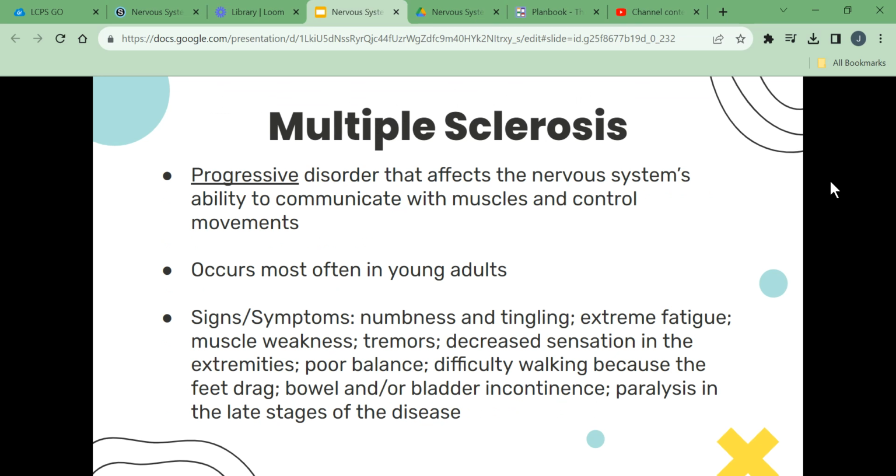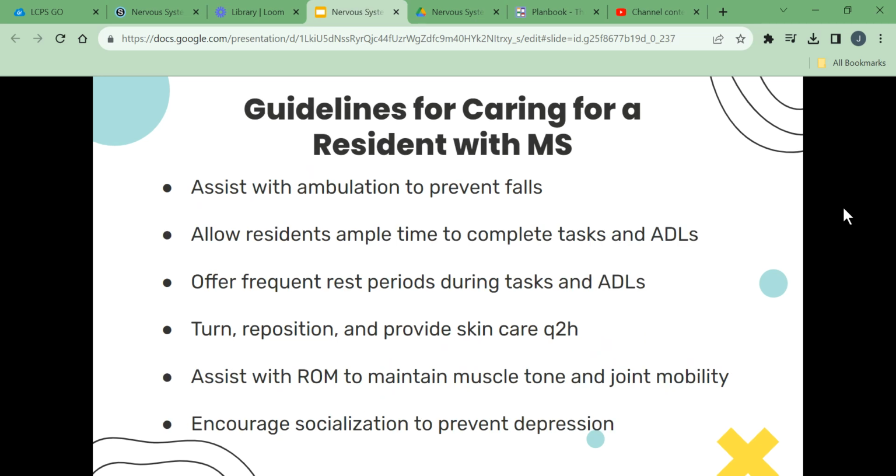Multiple sclerosis is a progressive disorder that affects the nervous system's ability to communicate with muscles and control movements. It occurs most often in young adults. Some signs and symptoms include numbness and tingling, extreme fatigue, muscle weakness, tremors, decreased sensation in the extremities, poor balance, difficulty walking because the feet drag, bowel and or bladder incontinence. Paralysis occurs in the late stages of the disease.